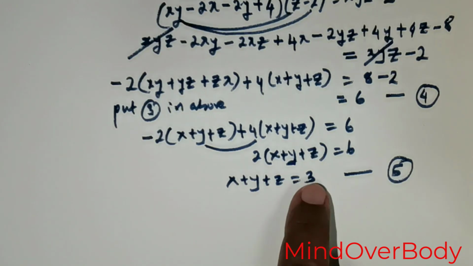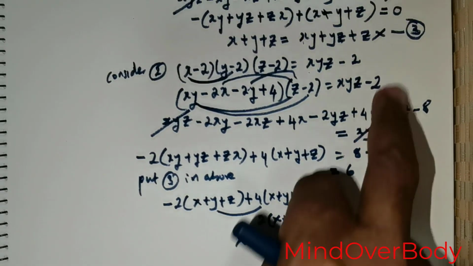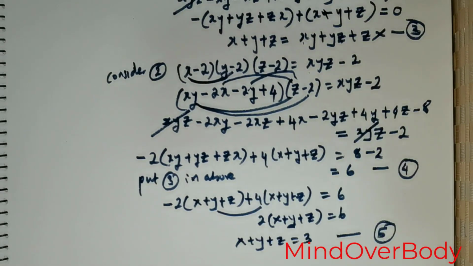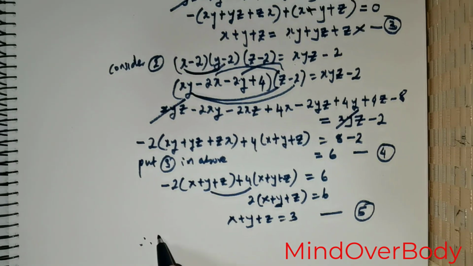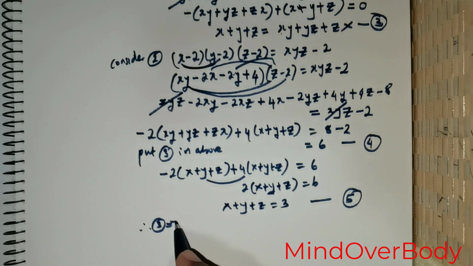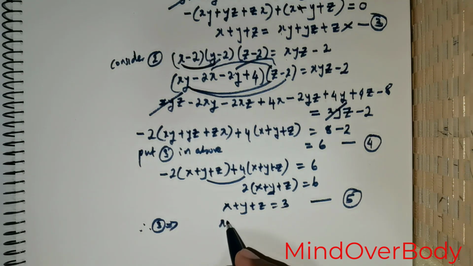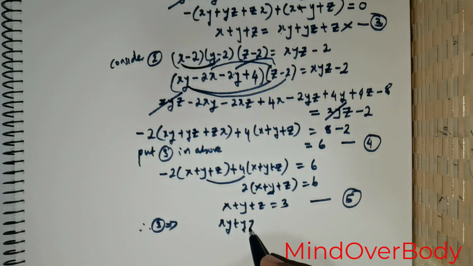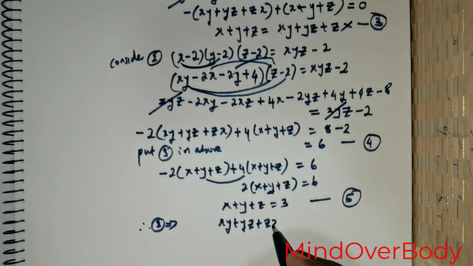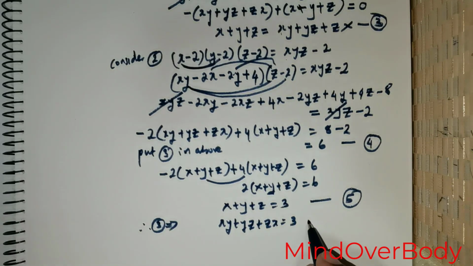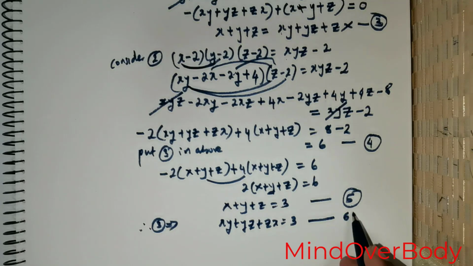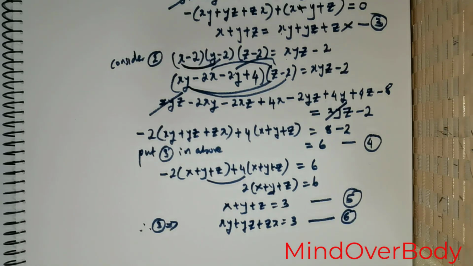Now if I were to use this in above in 3, I can rewrite 3 as xy + yz + zx is equal to 3. Okay, so this is my equation 6. So this is a very important observation.